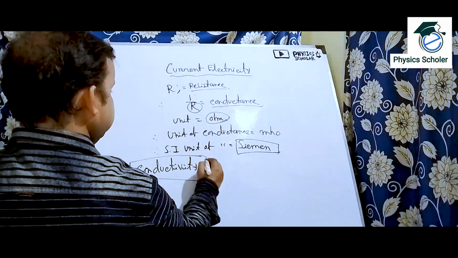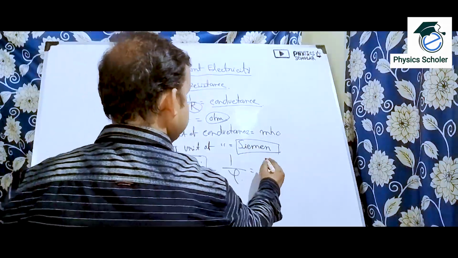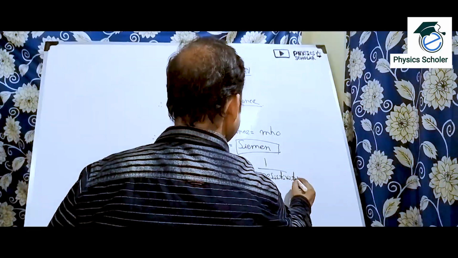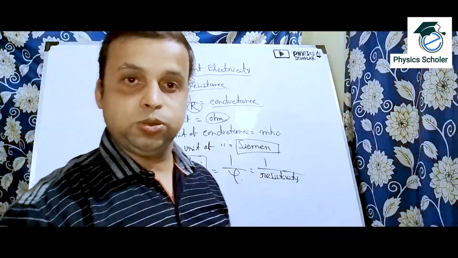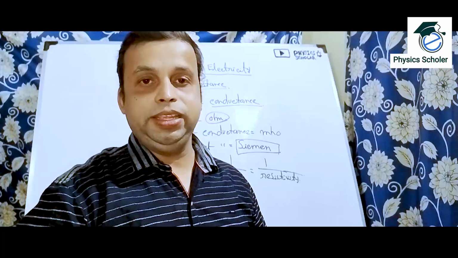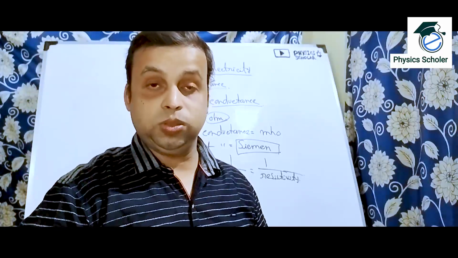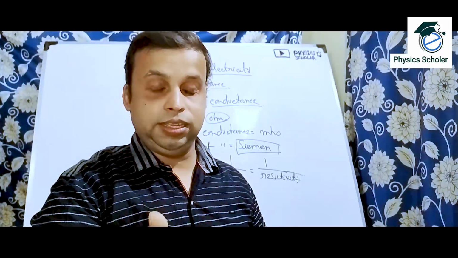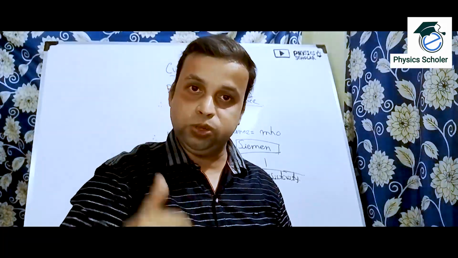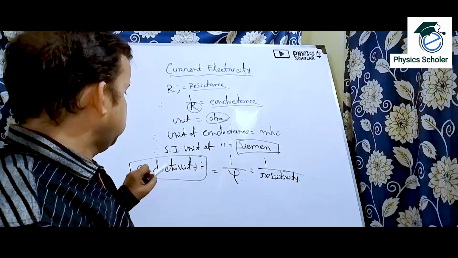Conductivity. The reciprocal of resistivity. I just discussed what resistivity is. If the length and the cross-sectional area of any conductor are 1 unit, that is, 1 square meter, and the length is also 1 unit, then the resistance of the conductor is known as the resistivity of that particular conductor. So the reciprocal of that resistivity is known as conductivity.